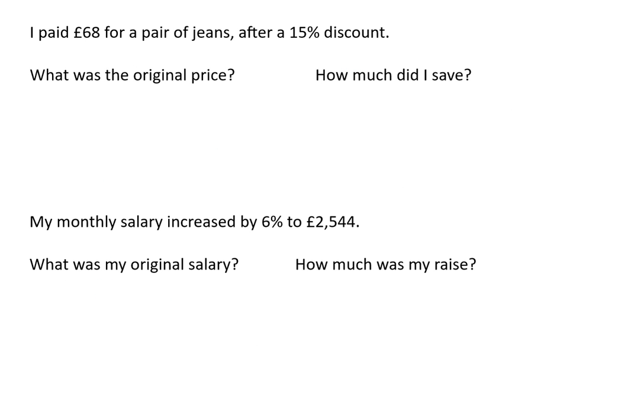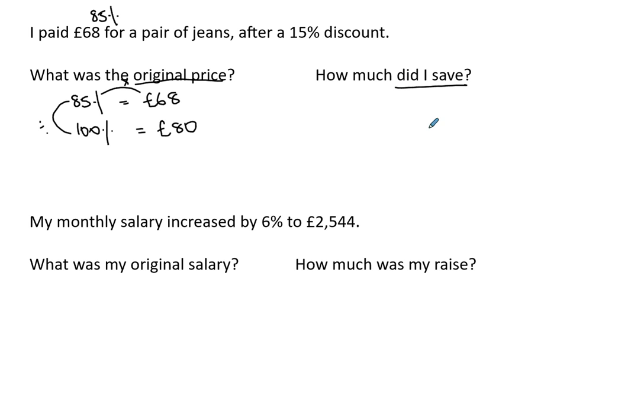Okay, so it says I paid £68 for a pair of jeans after a 15% discount. So that 68 is 100 minus the 15, so it's 85%. So what was the original price? We've got 85% is 68. So 100% is that divided by that times that. You put that on your calculator and you get £80. So if the question's asking you for the original price, it's as simple as that.